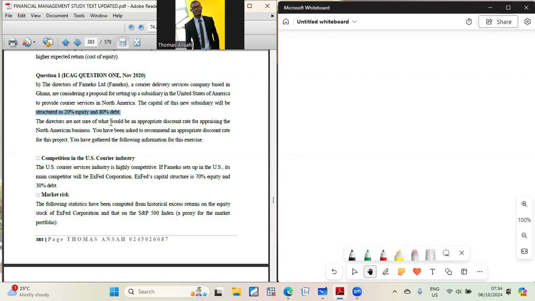The directors are not sure of what will be an appropriate discount factor, that's the cost of capital, for the North American company. You have been asked to recommend an appropriate discount factor for the project, but this is the information you have. This is the competition in the US. The industry is highly competitive. If Famicor sets up in the US, its main competitor, XFed, is this. Its capital structure is this. So just like we did in the retail sector, we've been given the structure, but we don't have the beta for that. Probably it will be given downwards.